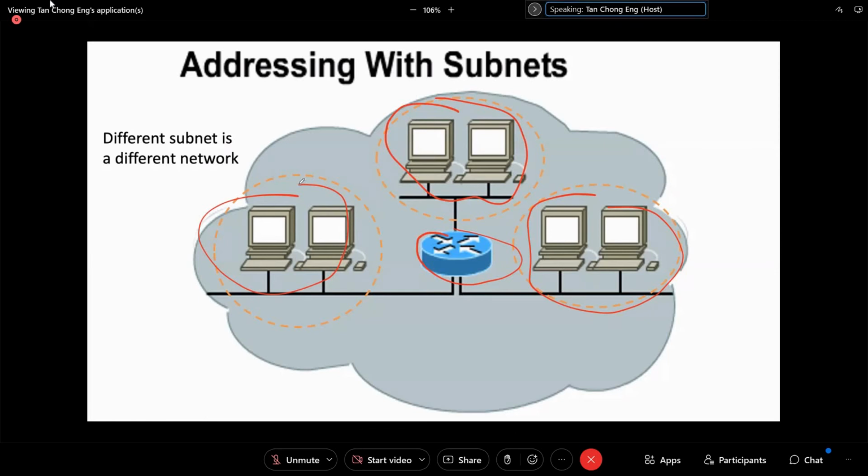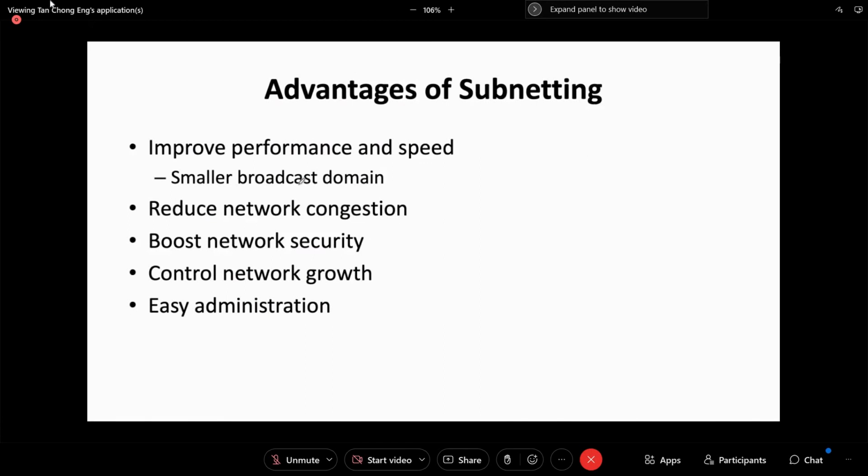So you must understand that the advantage of subnetting is to improve performance and speed. Why? Because your broadcast domain and your collision domain have been reduced to a small number. When you have a smaller number of devices in one domain, you will probably have better performance. You don't have to wait for each other, and you don't have to interfere with each other. By doing that, you also reduce network congestion.